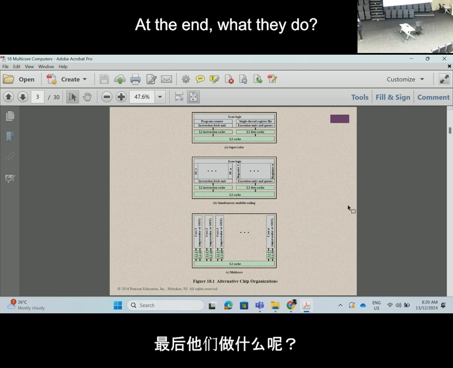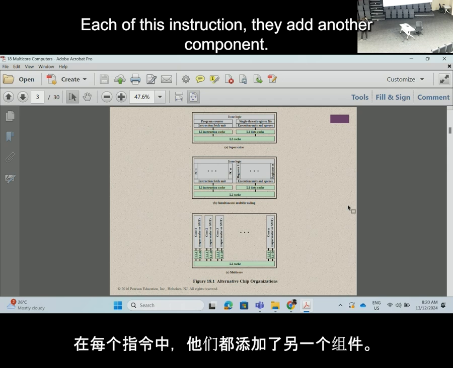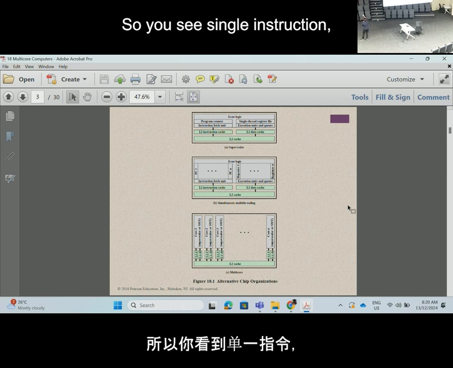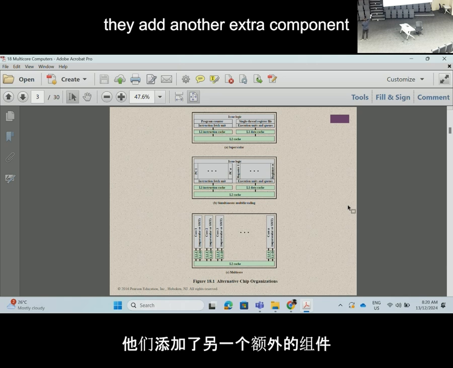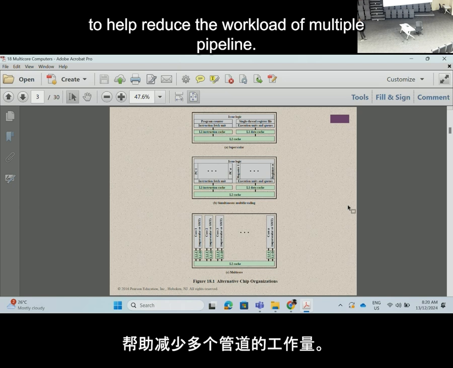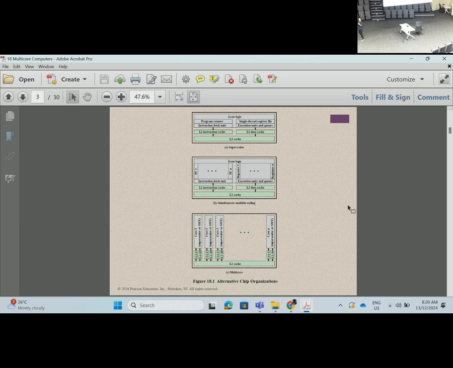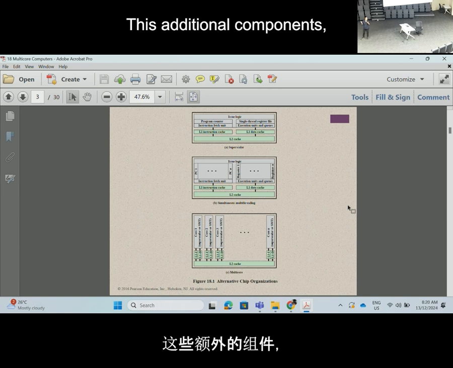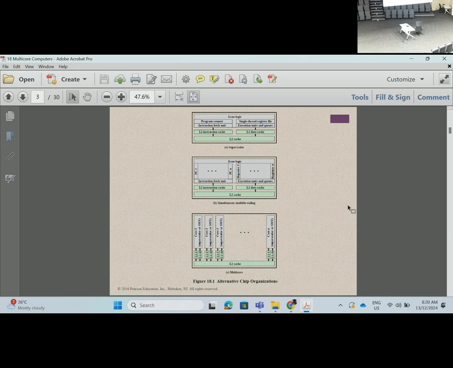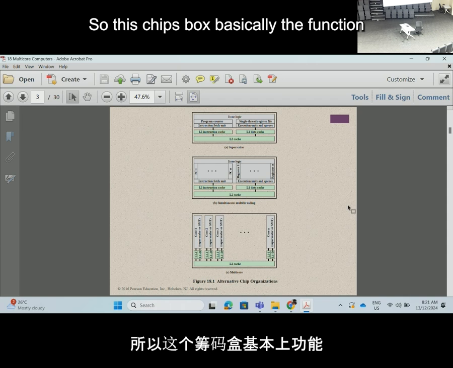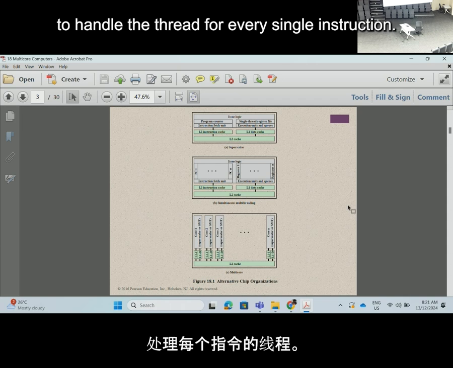At the end, what do they do? For each of these instructions, they add another component. So for a single instruction, or a single thread, they add an extra component to help reduce the workload of the multiple pipelines. How do they do it? These additional components: in each single instruction, they put one single box chip. This chip box's function is basically to handle the thread for every single instruction.